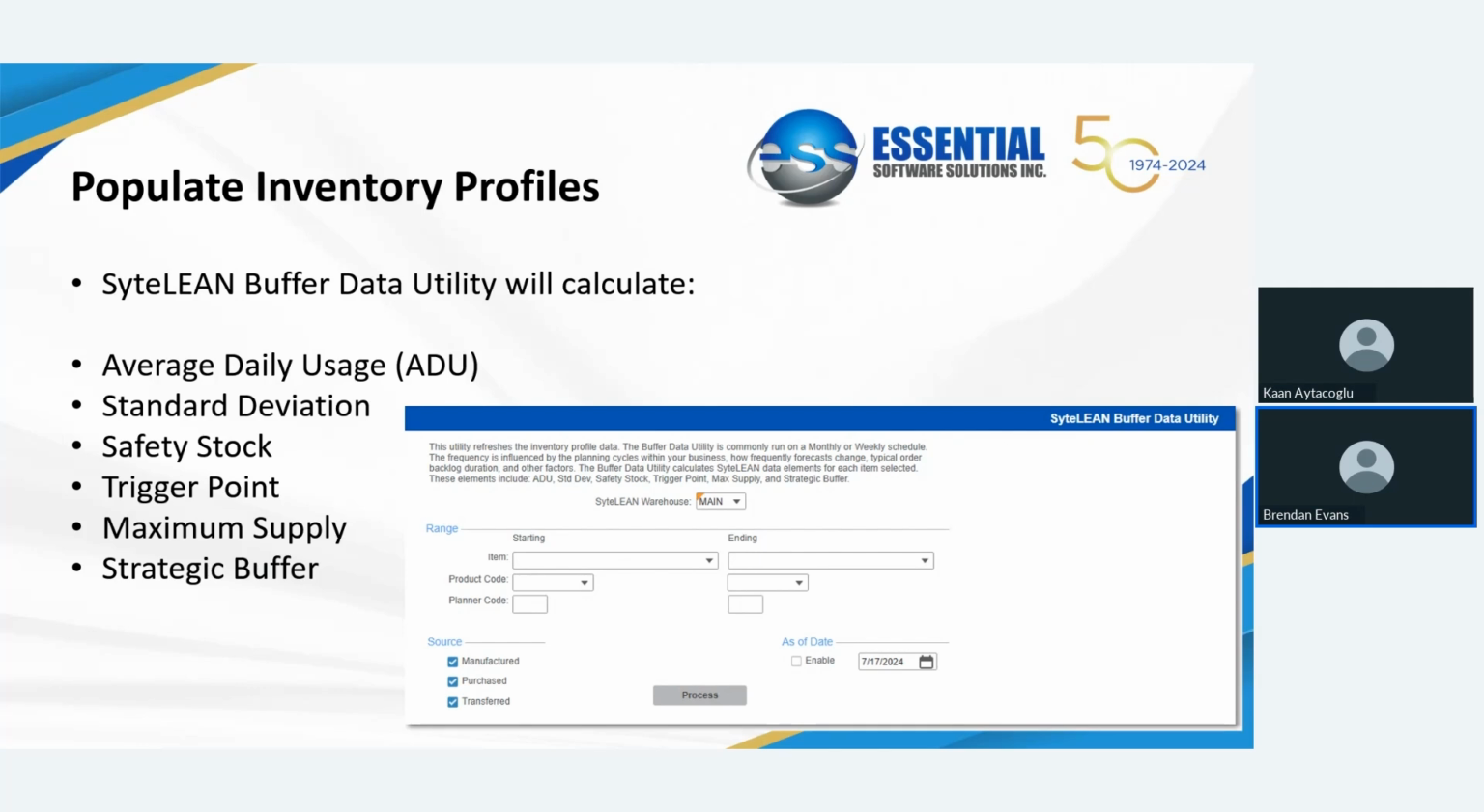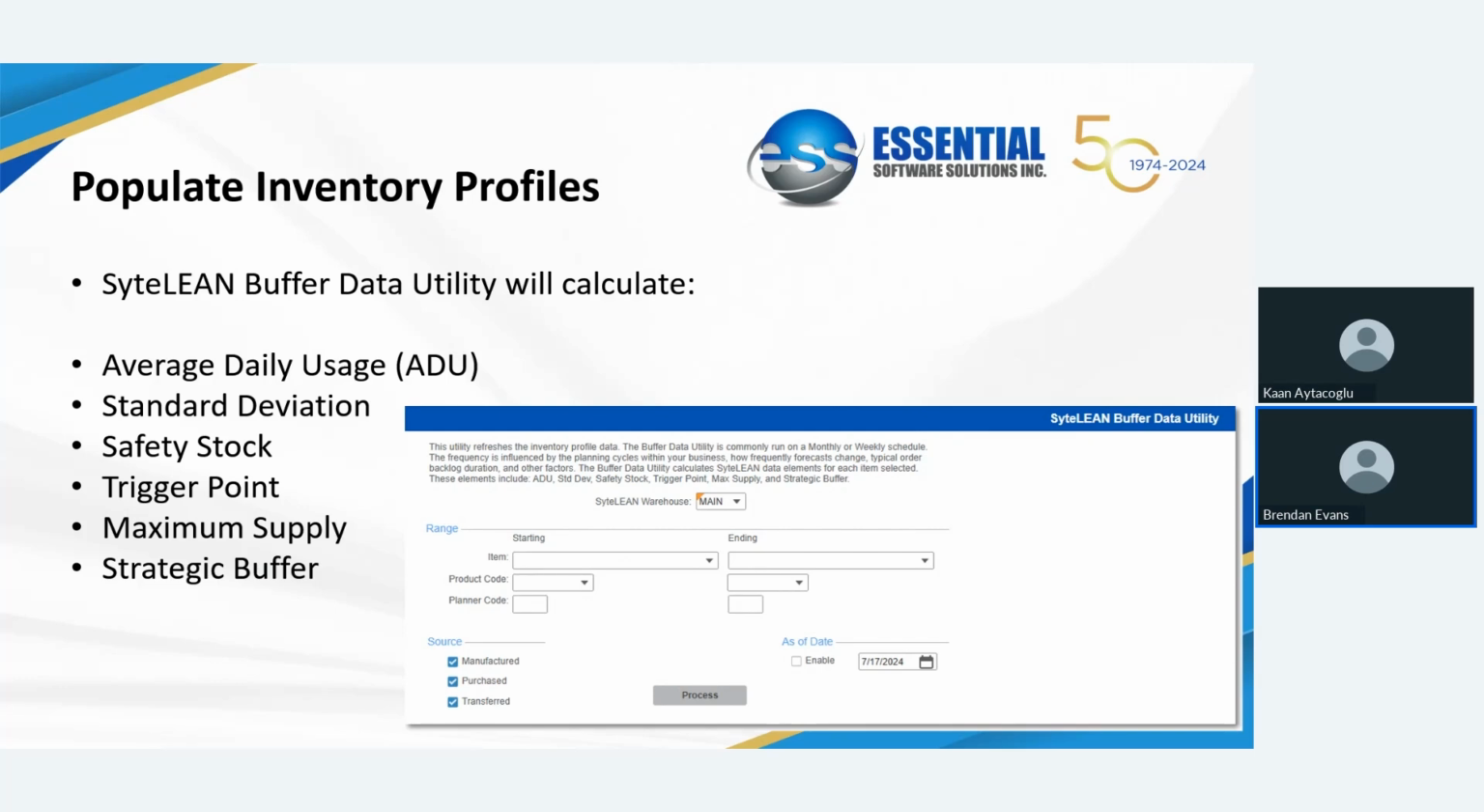The maximum supply is the highest inventory level that will be allowed in order to prevent overproduction, so the buffer is no larger than it needs to be. And then the strategic buffer will represent the typical or average inventory level.